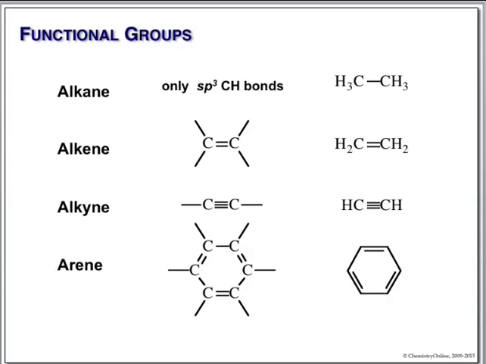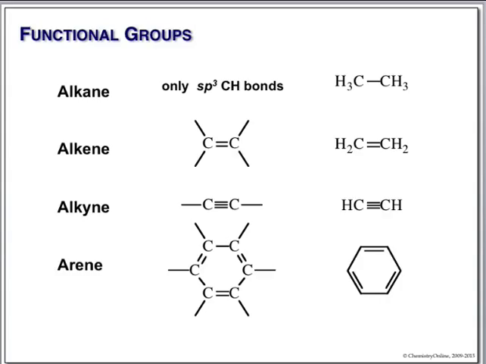Alkanes, we said, only sp cubed. Alkene, double bond. Alkyne, triple bond. If we put 6 carbons in a ring with 3 double bonds, this is an arene. That's a benzene. Now, you may have heard of benzene. Benzene is a very, very good solvent. When I was an undergraduate, we used to wash our hands with it. Now it is considered a deadly carcinogen, so can't do that anymore.